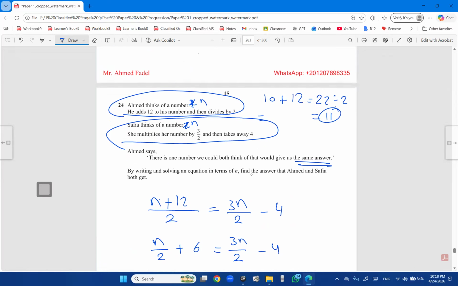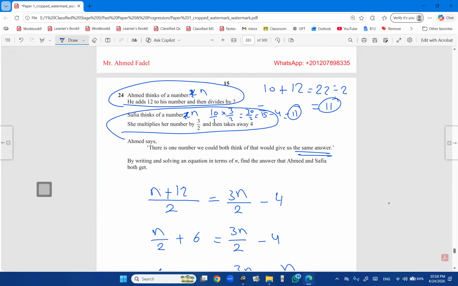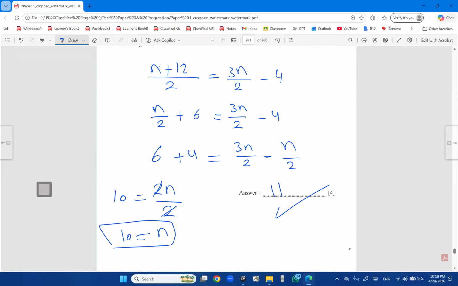Mister, I tried it on Safia, the same thing exactly. Safia thinks of a number. We found out that it is 10. She multiplies her number by 3 over 2, which gives her 30 over 2, which is 15. Then she takes away 4, which gives you also 11. So both will lead to 11.